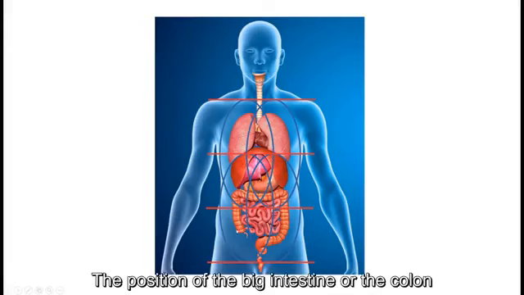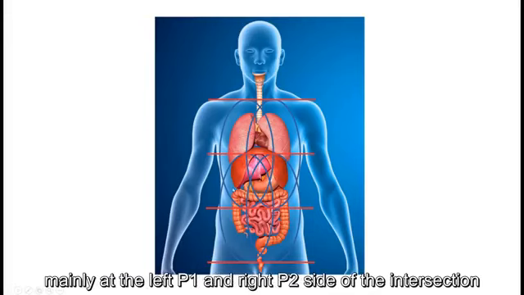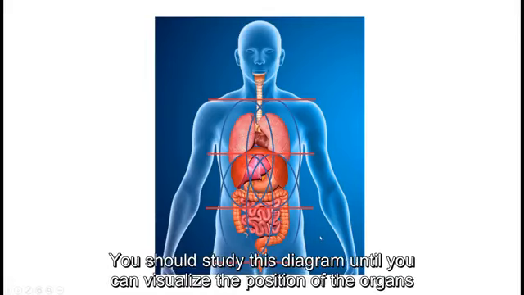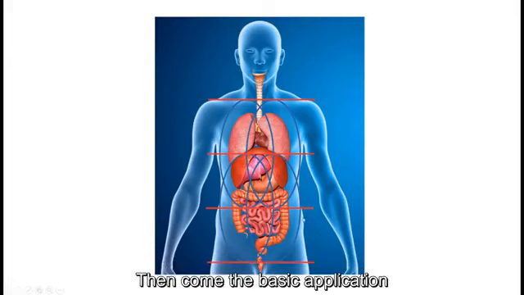The position of the big intestine or the colon is mainly at the left P1 and right P2 sides of the intersection. The horizontal part of the colon can be seen at the bottom of the abdomen section. You should study this diagram until you can visualize the position of the organs. Then comes the basic application.